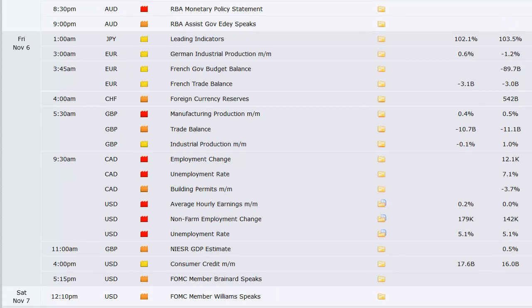So do not forget to set your clocks if you're here in the U.S. If you're not in the U.S., just be aware that things are a little different in terms of the timing of the volume. Countries are not in sync as they were last week.